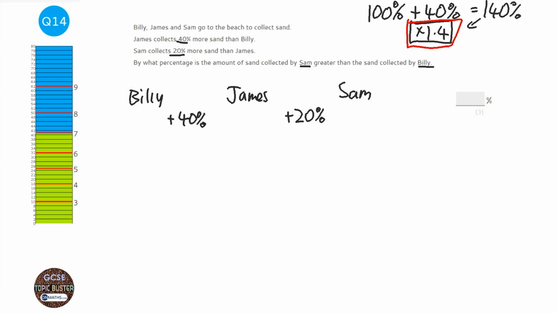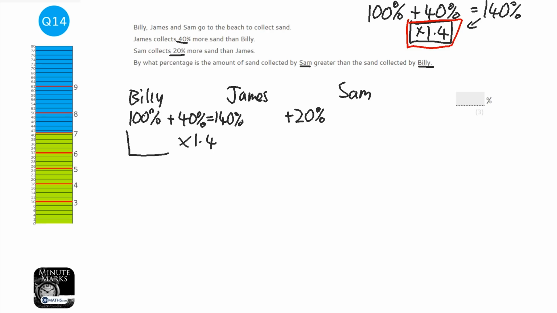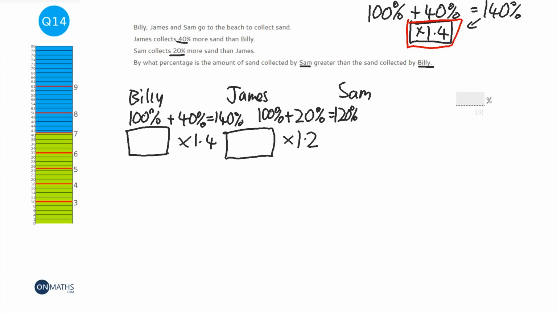multipliers. So, we imagine Billy starts off with 100%, and he's gone up by 40%. So that means James now has 140% of what Billy has. Now, as a multiplier, that's going to be 1.4. So whatever amount Billy has, we're going to times that by 1.4 to get James's amount. Then James has the 100%. We add 20% on to work out what Sam has, which is 120% of what James has. As a multiplier, that's going to be 1.2. So we're going to times James's amount by 1.2 to work out Sam's amount.